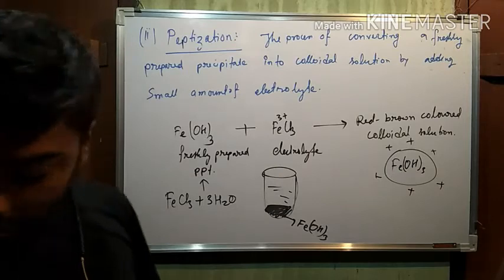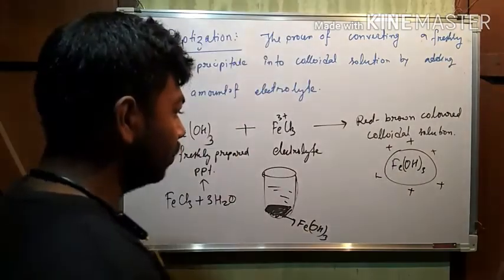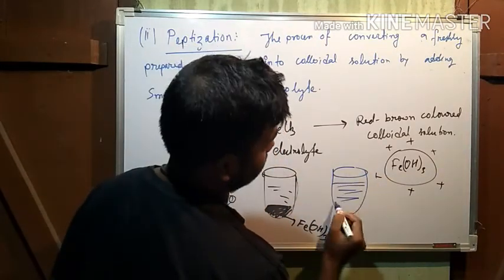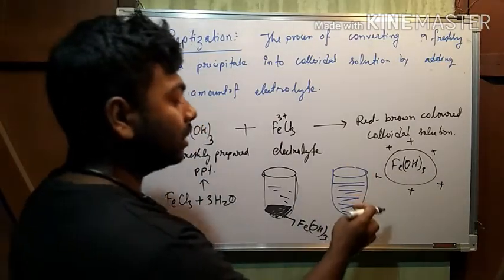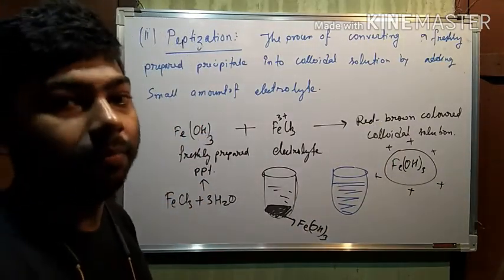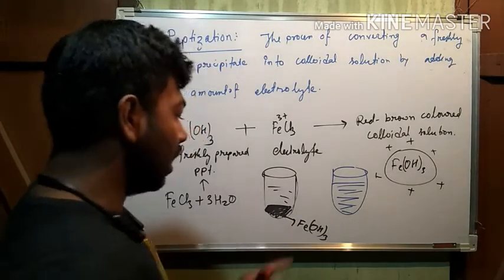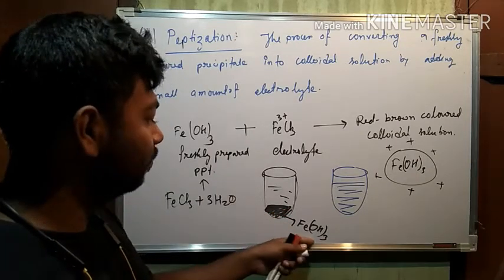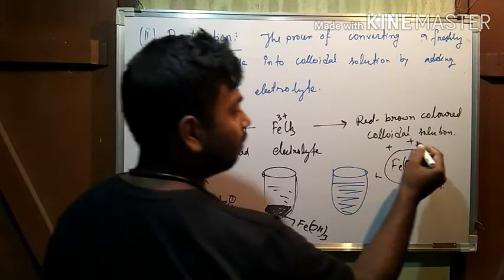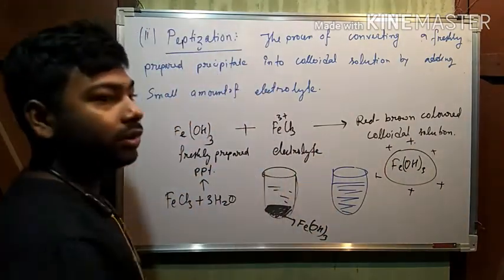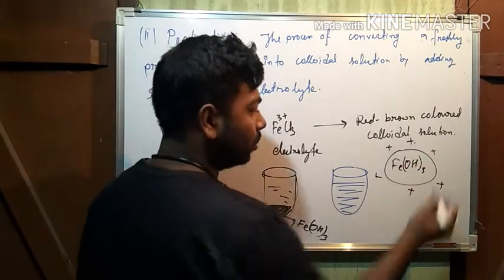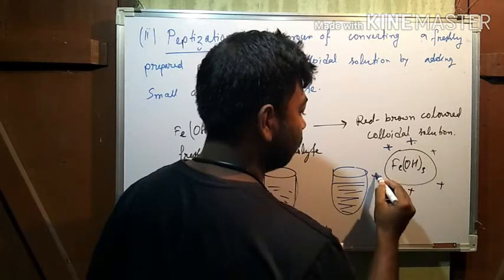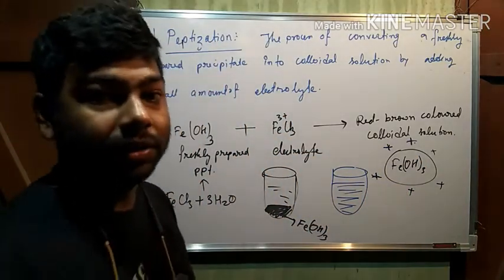Now colloidal solution is a homogeneous mixture, as you know. Suppose this is a beaker. Colloidal means it is homogeneously mixed with the dispersed phase and the dispersion medium. Then this Fe(OH)3 precipitate is surrounded with some positive ions that come from this FeCl3. These positive ions just stabilize the colloid.